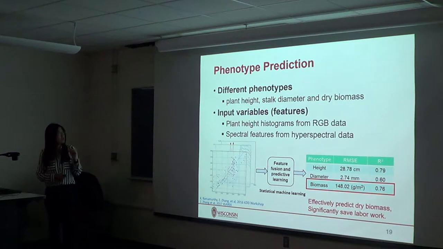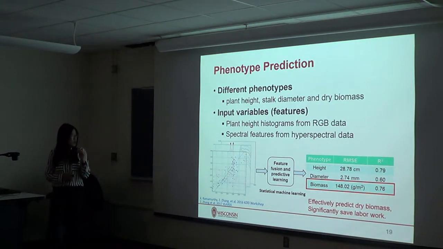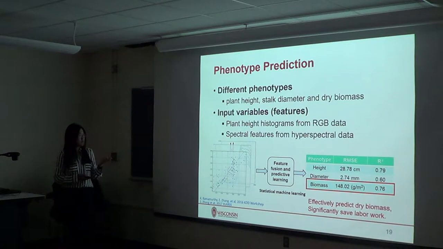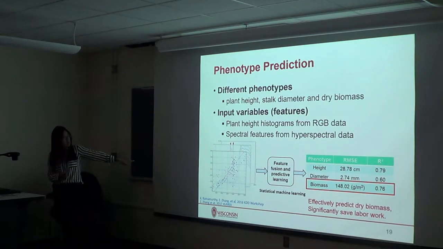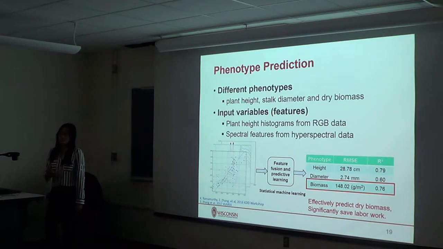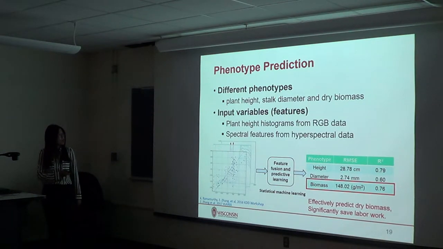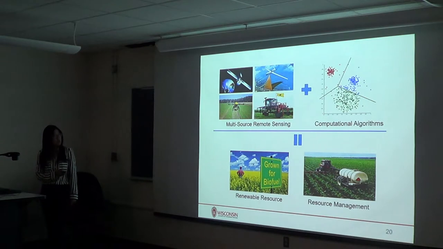And I combined all these features into a machine learning model to first predict the stalk diameter and the dry biomass. Here is the prediction accuracy. For the dry biomass, the accuracy can achieve higher than 0.7 R squared. I didn't have the results here, but this is for the one time point. But if we combine the time series data, the accuracy can be improved. So that's one example of how we apply AI in agriculture.